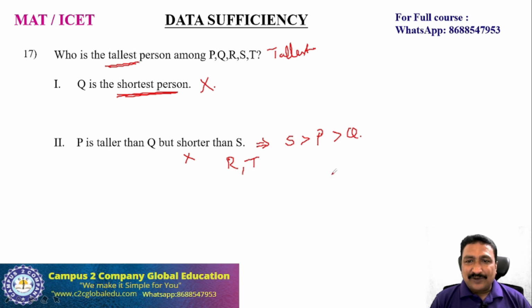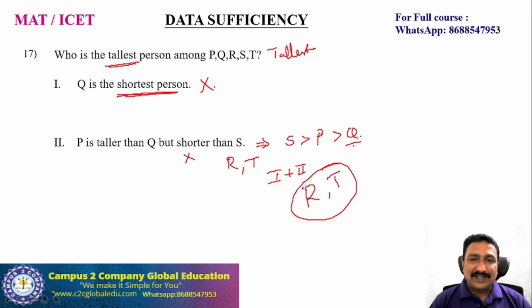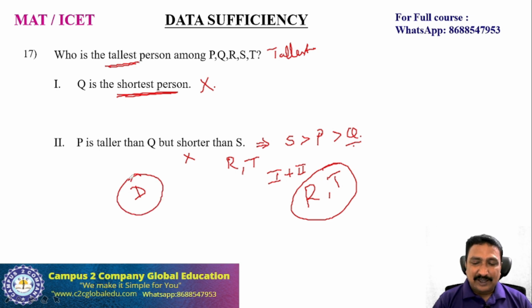While you are combining the first statement and second statement, from the first statement Q is the shortest person, and P is greater than Q and S is greater than P. But while combining also, we don't know the relation among R and T with S, P, Q. When we don't know about R and T values, we cannot find the answer. So for this question, the answer is D. Okay, now friends, we'll go to the next question.